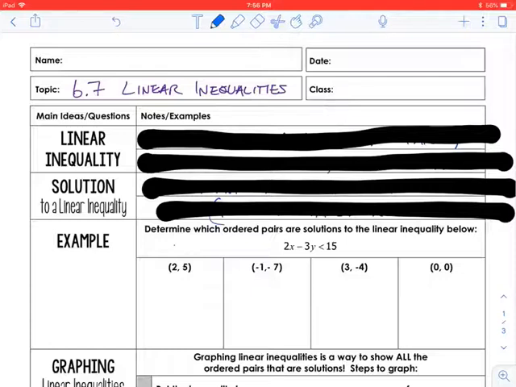All right, Algebra 1, we are finishing up Chapter 6 now. 6.7 is our last section of Chapter 6, talking about linear inequalities. What is a linear inequality?